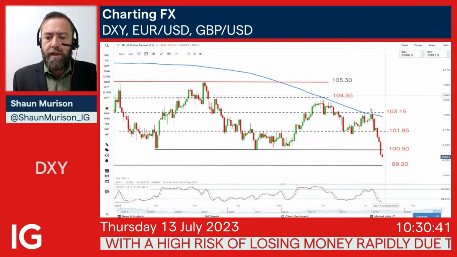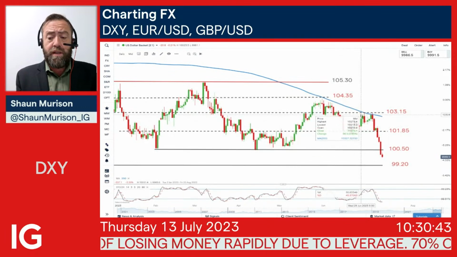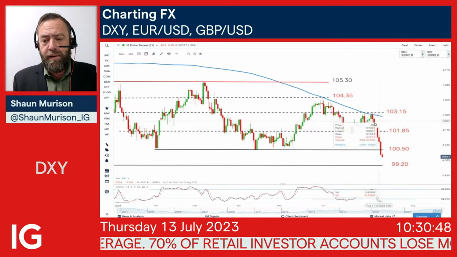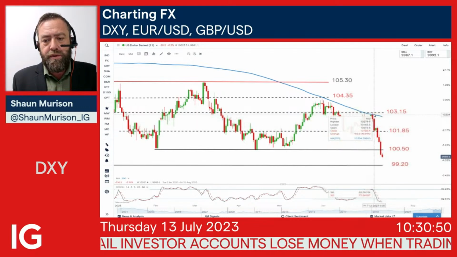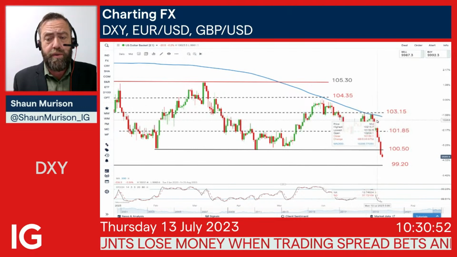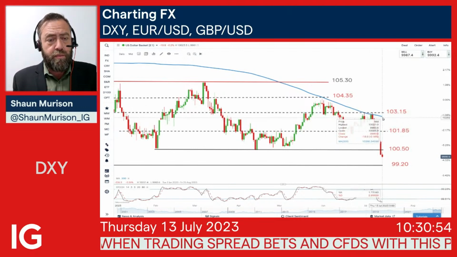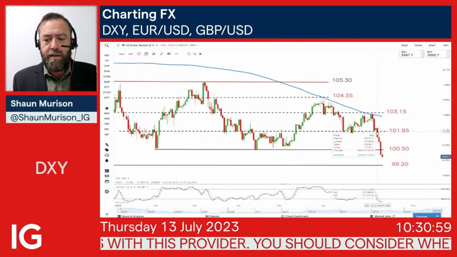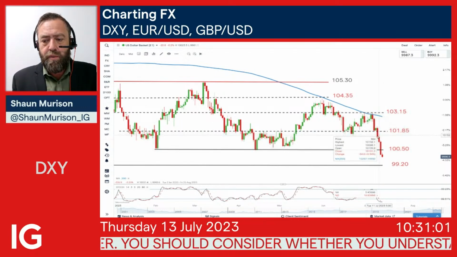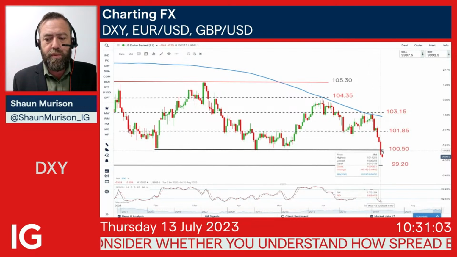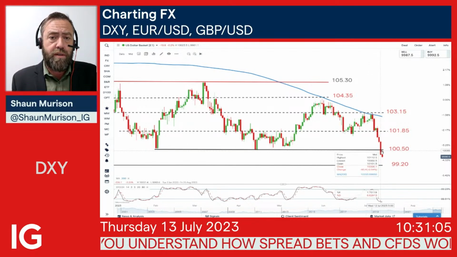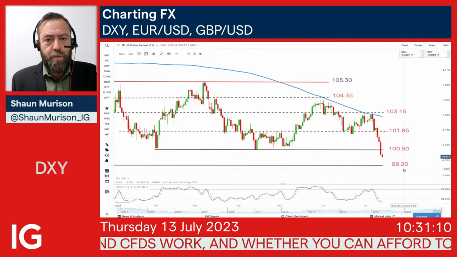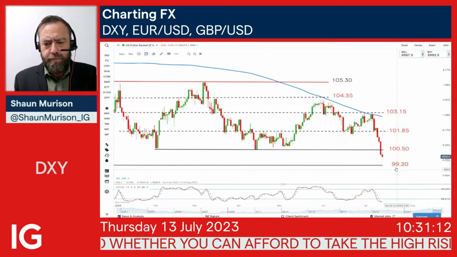So looking at that dollar index, we can see that it has respected this 200-day simple moving average, which was the suggestion that the longer-term trend is down. We saw this bearish price reversal off a confluence of this 103.15 level, as well as that 200-day simple moving average, the blue line on our chart. And now we have continued to extend that downtrend. We've broken through support at 101.85, we've broken support at 100.50 with that next downside target at 99.20. That's for the dollar index.